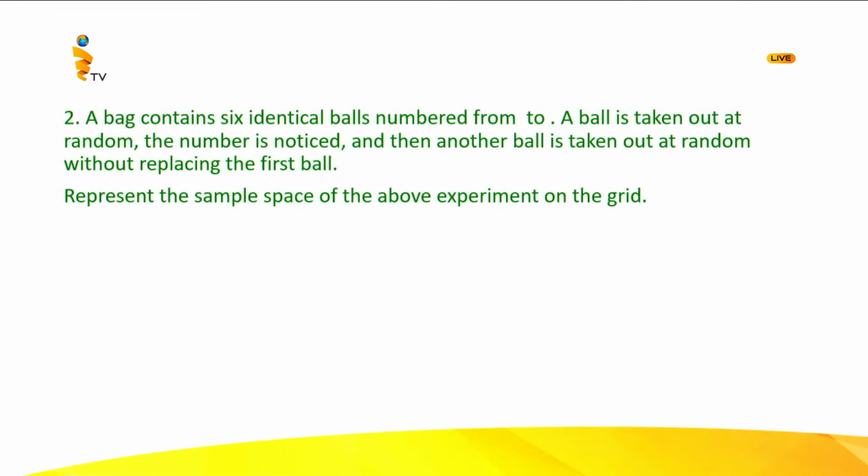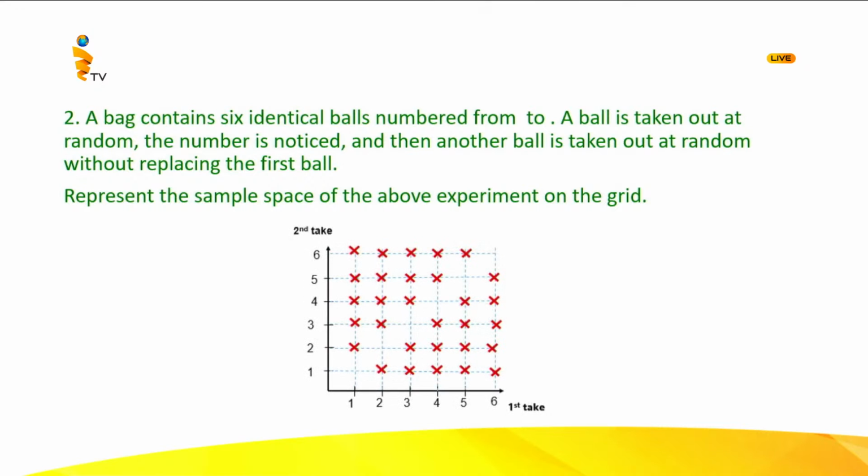So, first they ask to represent the sample space of the above experiment on the grid. So, here if you take the ball which is numbered 1 in the first occasion, you cannot obtain the same ball because we are not going to replace it. Therefore, we are not going to draw crosses along the diagonal since those balls are not in the second chance. So, this is the sample space of the above experiment, and I have marked crosses to indicate the events.